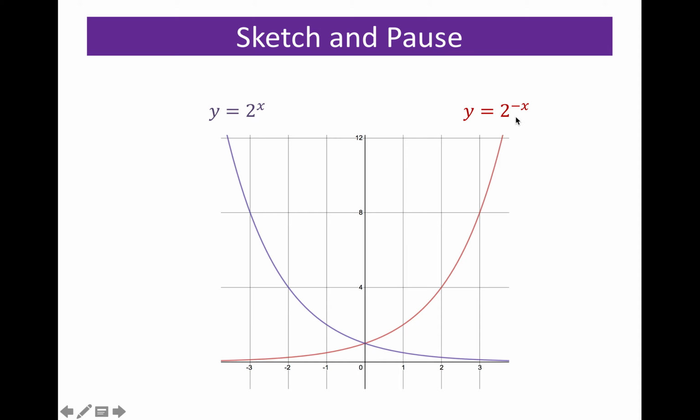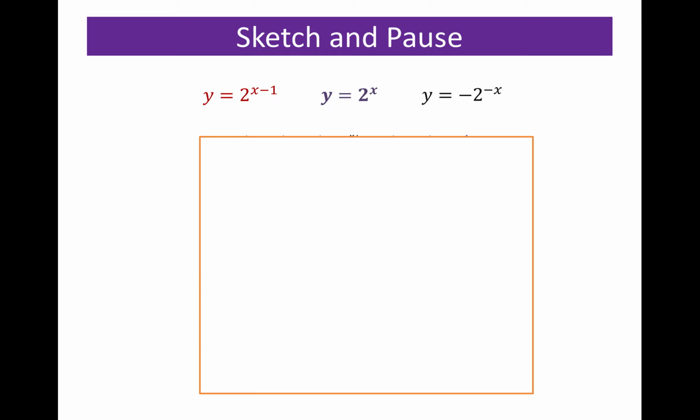But notice the transformation: when we have a minus in front, it's a reflection in the y-axis, isn't it? The 1's output here now takes on the -1's output, and it just reflects in this axis here. Let's see what happens when we do these two transformations.